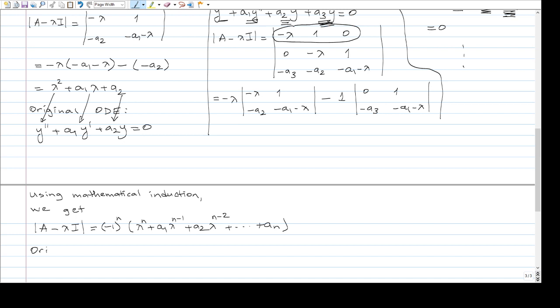So again, let me remind you of the original differential equation. The nth derivative of y plus a1 times the n minus first derivative of y, up to an times the function y, equal to 0.